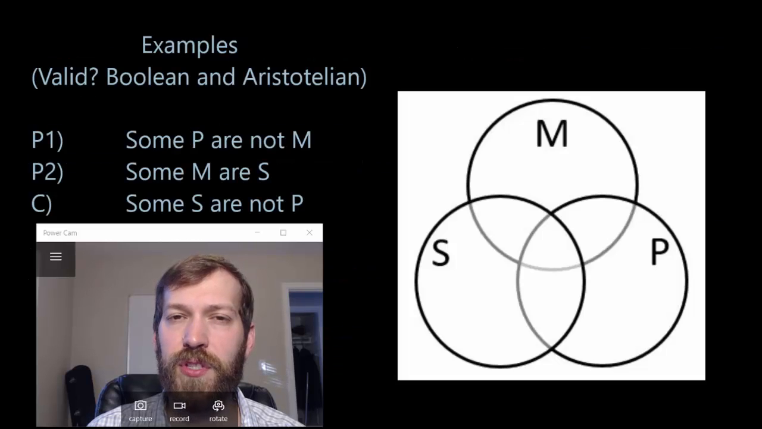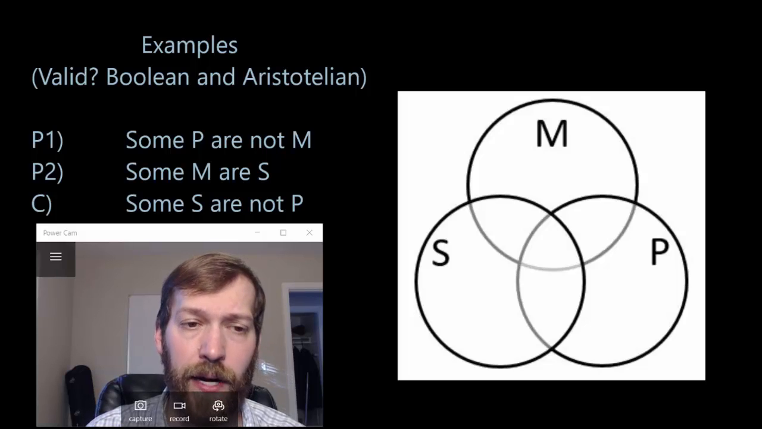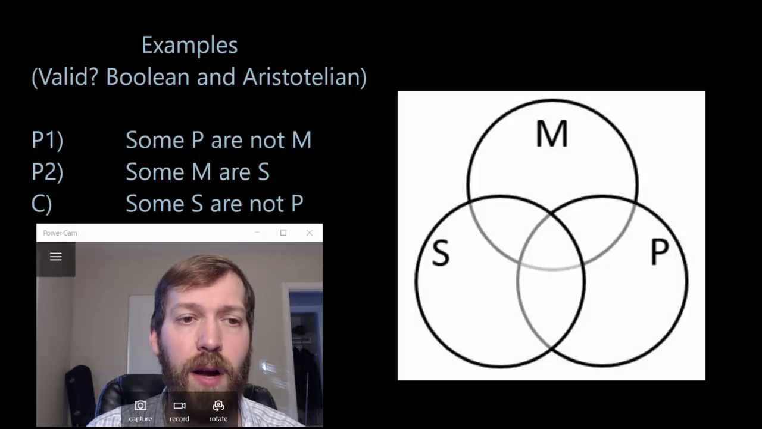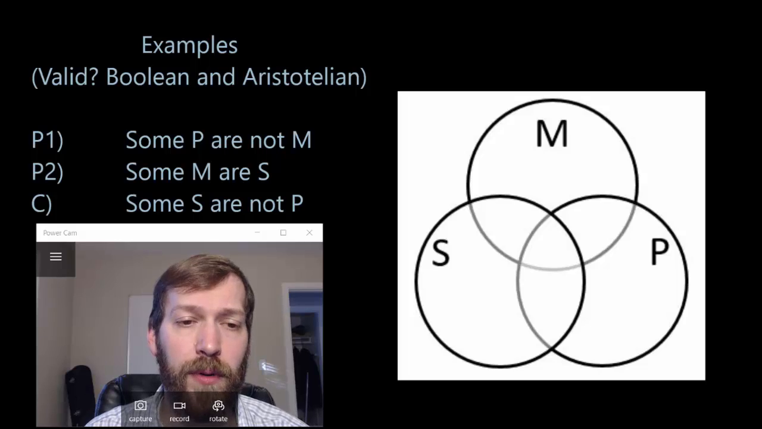All right, now that we've got the rules down for diagramming a categorical syllogism in a Venn diagram, let's do that in a particular case and then determine, using that diagram, whether that argument is valid or invalid. So in this particular case, our major premise says that some P are not M. Our minor premise says some M are S. Therefore, some S are not P. So you can go ahead and pause the video, try diagramming this yourself, and then unpause it and I'll give you the correct answer.